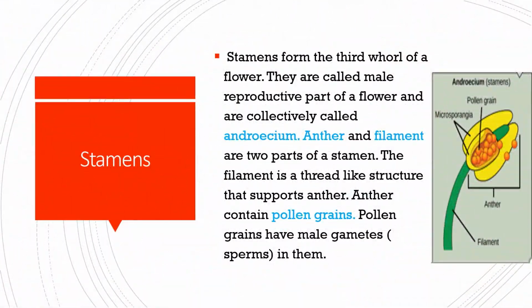Stamens. Stamens form the third whorl of a flower. They are called the male reproductive part of a flower and are collectively called androecium. Anther and filament are 2 parts of a stamen. The filament is a thread-like structure that supports anther. Anther contains pollen grains. Pollen grains have male gametes, sperms, in them.